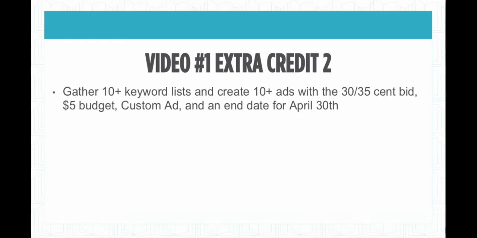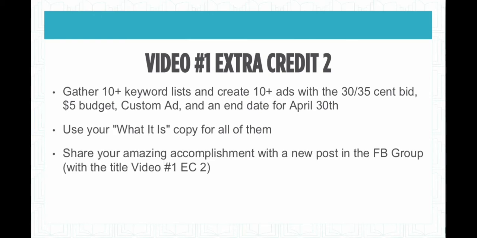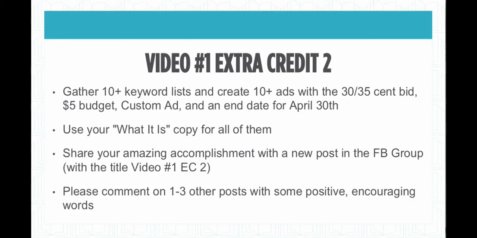Extra credit 2. I want you to gather 10 plus lists of keywords, 10 plus ads with the same exact breakdown, 30 to 35 cent, $5 budget, custom ad, end date for April 30th. Use that what-it-is copy for all of them. And then I want you to share your amazing accomplishment with a new post in the Facebook group. You can use either keyword generation method, or you can use another tool like Publisher Rocket, whatever floats your boat. And then please comment on 1 to 3 other posts with some positive, encouraging words.